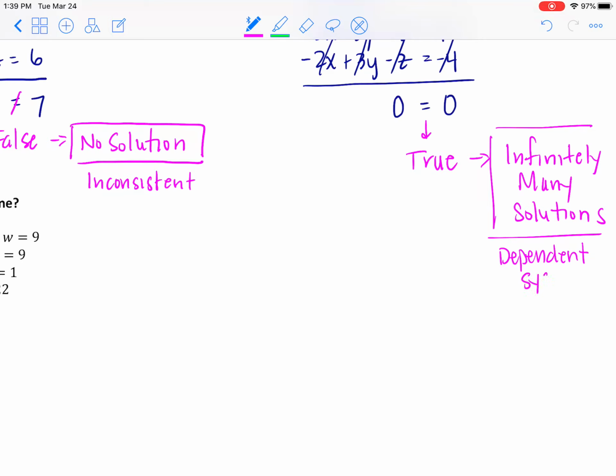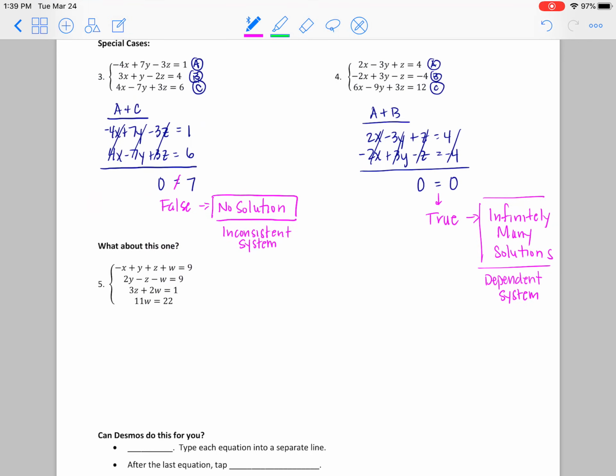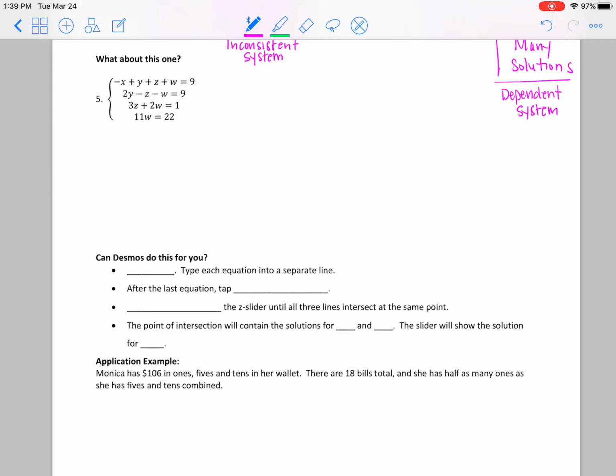I guess I should put the word system in there. Okay, inconsistent system here as well. Although saying dependent system or saying infinitely many solutions both would be acceptable as answers. Okay, so you're looking for those variables to cancel in those special cases, and then the leftover statement is going to tell you whether or not you've got no solution or infinitely many.